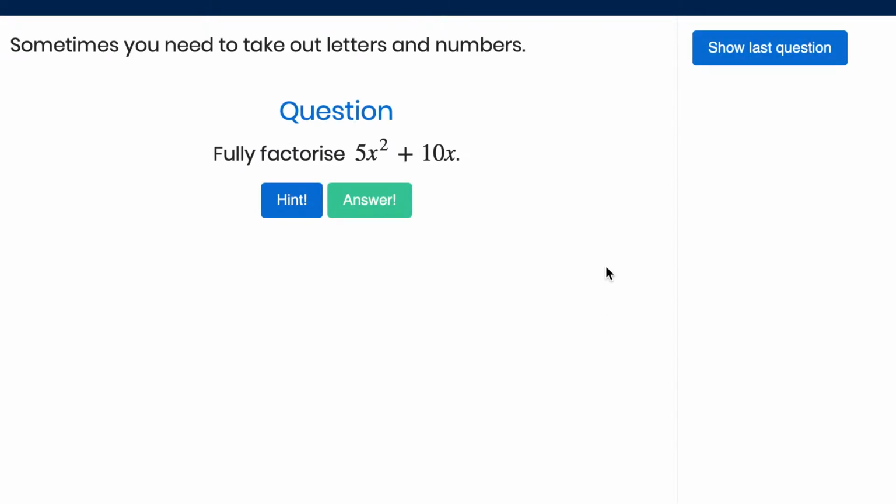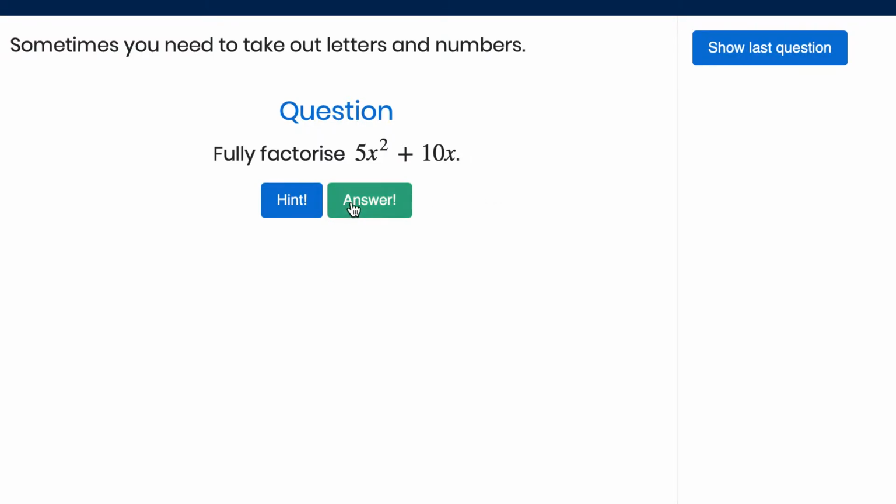Okay, so let's step it up. Sometimes you could be asked to fully factorise an expression to get the marks, and this involves taking out both letters and numbers. So here is an example. Fully factorise 5x squared plus 10x. Pause the video now if you'd like to have a go.